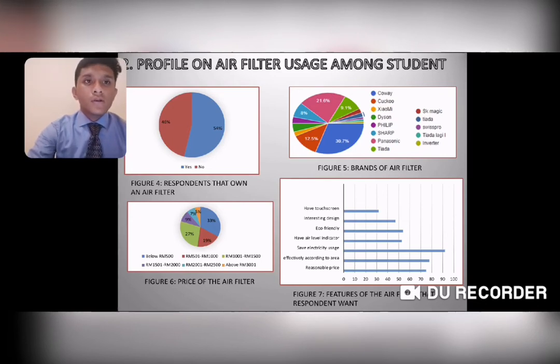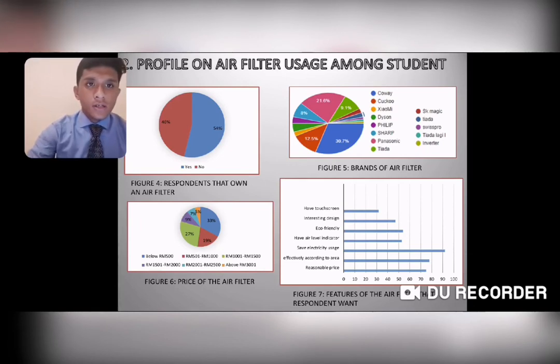Figure 5 shows brands of air filter. There are too many brands that are used by the students, but the most used is Galway air filter. This is because Galway air filter is claimed to be the best and most advanced air filter in the market. Figure 6 shows the price of the air filter. The majority of them say that the price of the air filter that they have is below 500 ringgit. It is reasonable and still affordable for the students.